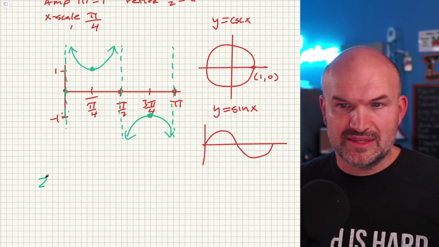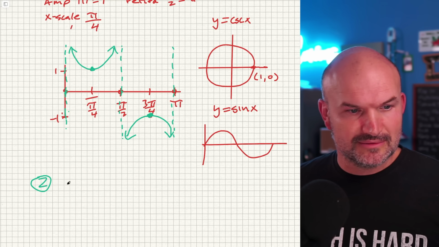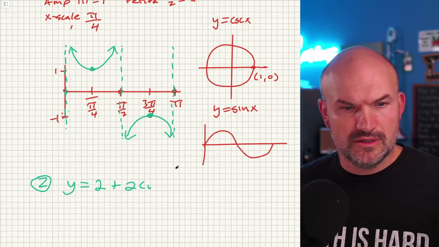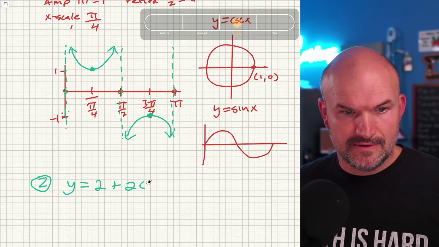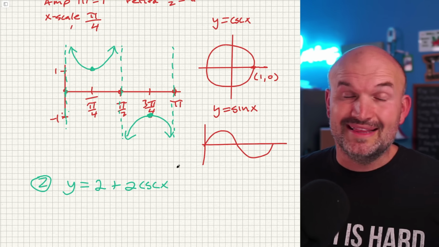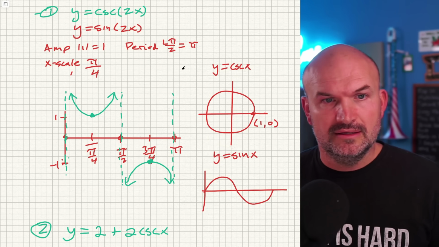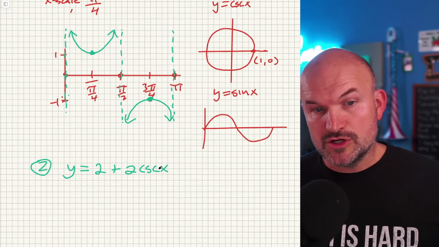Let's go to another one, which is actually going to have some transformations. This one is going to be y equals 2 plus 2 cosecant of x. On this one, again, we're not going to have a change in the period like we did up here, because you can see there's no coefficient of x.